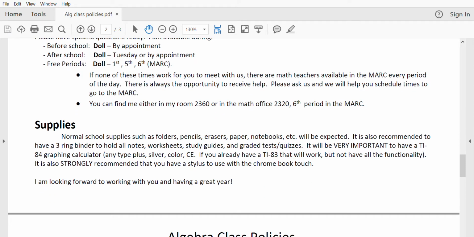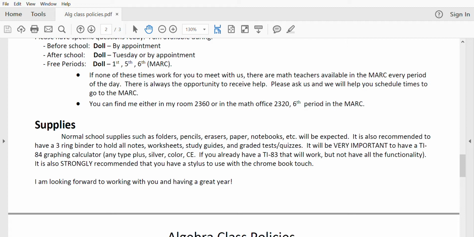All right, so let's talk about supplies here. Your normal school stuff, folders, pencils, erasers, paper, notebooks, etc. That's gonna be really important. But I would also recommend having a 3-ring binder to hold all of those things in. Get a 3-ring binder with dividers. Most everything I give you is hole punched, so you can just slide everything right in there and keep everything nice and organized for math class.